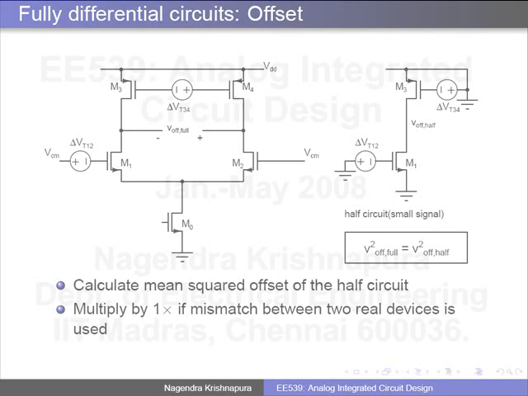This is again quite simple. The delta VT between 2 devices will be square root 2 times larger than the delta VT between the device and an ideal device.